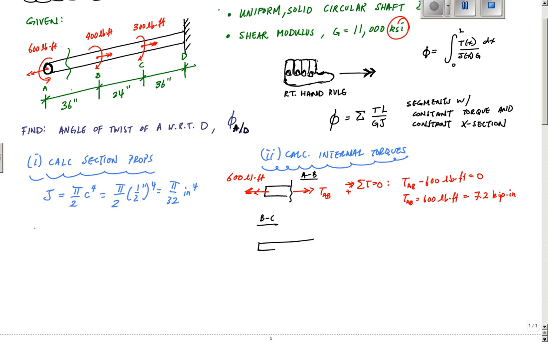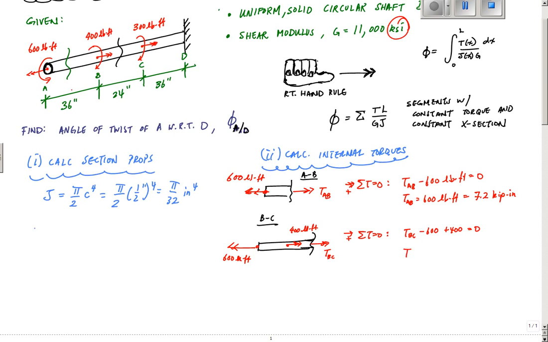So I have here, draw a little bit longer, make that cut through this point right here at BC, and I have some torques. I have a concentrated torque here, 600 pound-feet. Another one here at 36 inches over here, going this way, of 400 pound-feet. And then here again, my internal torque, TBC. I'm going to sum the torques equal to 0 to the right here.